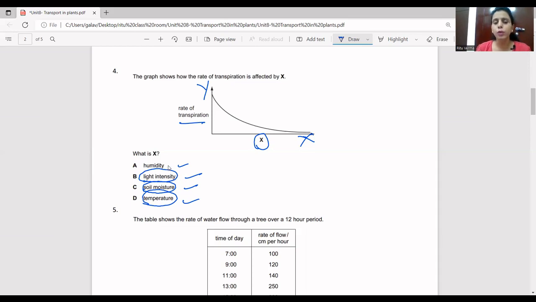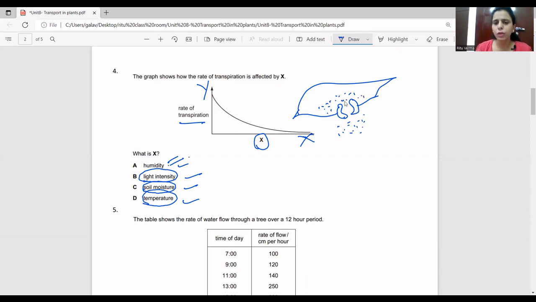The only last factor left is humidity. Humidity refers to the moisture content present in the air, that means the amount of water vapor present in the air around the leaf. Now if moisture present in the air is more, then the rate of transpiration will be less. This is because, for example, this is a leaf and we have a stomata here. Outside, moisture content is there, humidity is more. Now inside also we have water vapors.